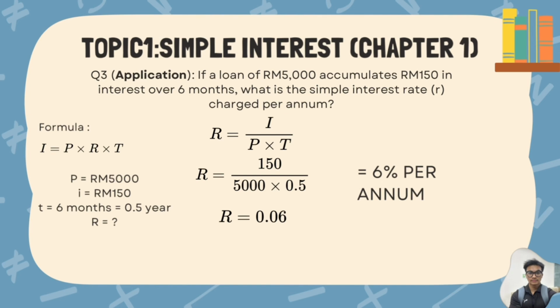So, we don't know the R here. So, we change the formula to R equals I over PT. Okay. So, R equals I, which is 150, over P, 5,000, multiplied by the time, 0.5. So, we got 0.06 for the rate. So, the answer will be 6% per annum.